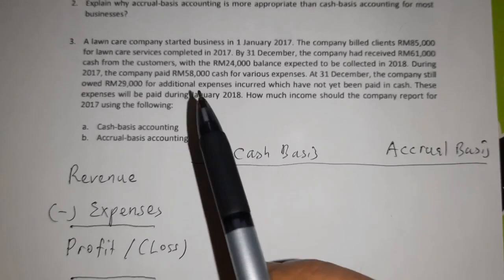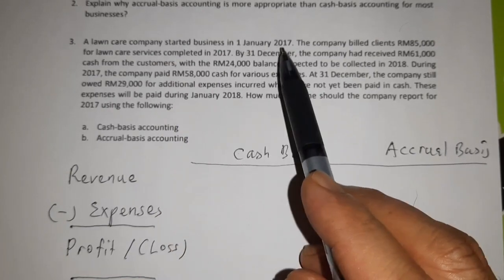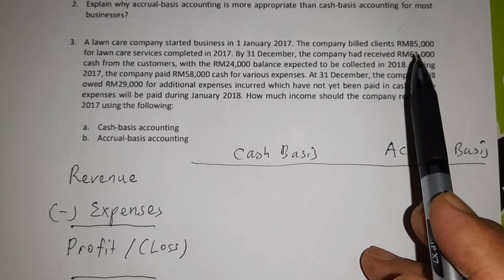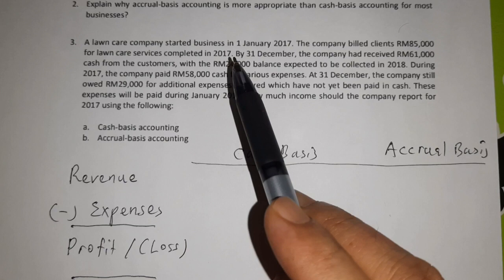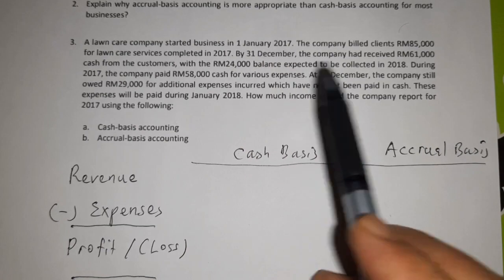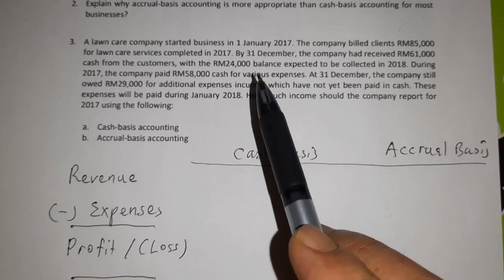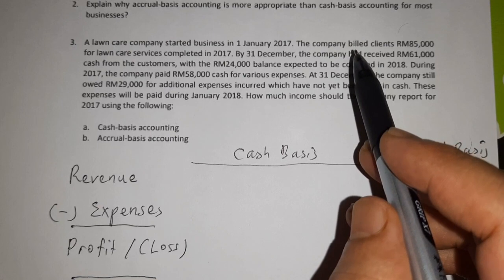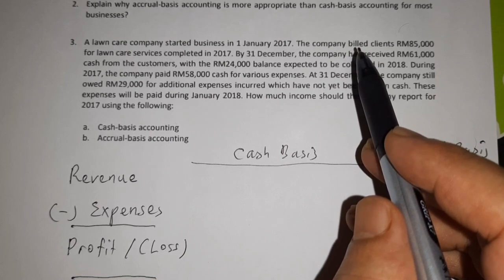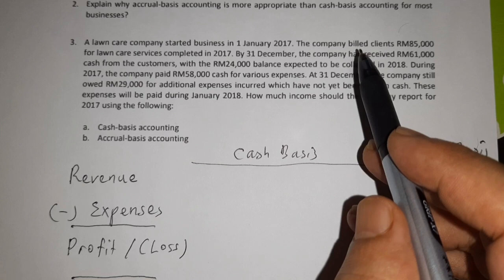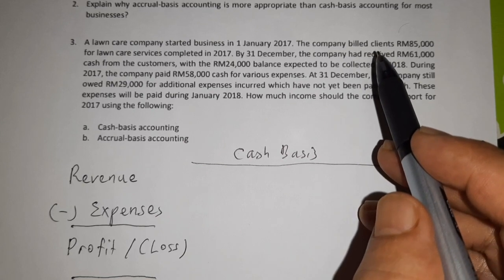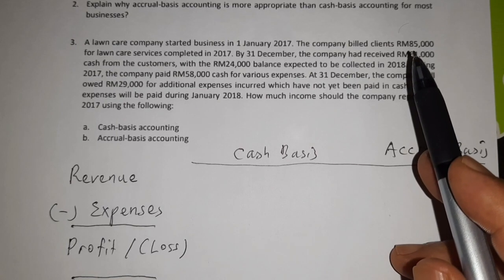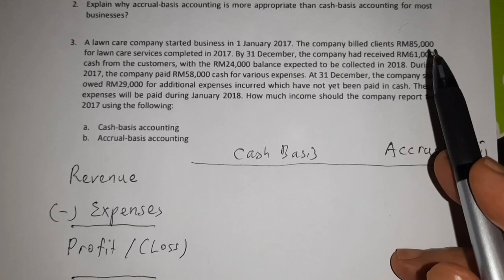Now we see the question again. The company started business on 1st of January 2017. The company billed clients 85,000 in the year 2017. At the end of the year, the company had received 61,000 cash from customers. Okay, so this data is about the revenue. From this data, we can see that $85,000 is billed, and 61,000 is cash received by the business.